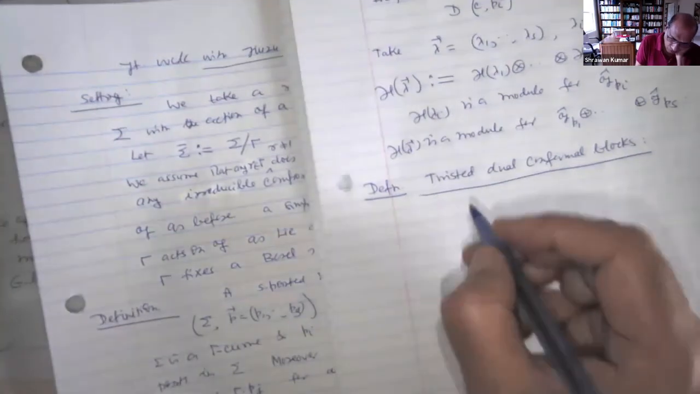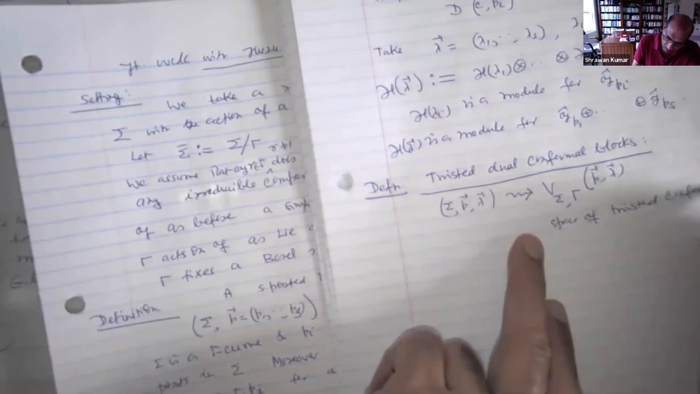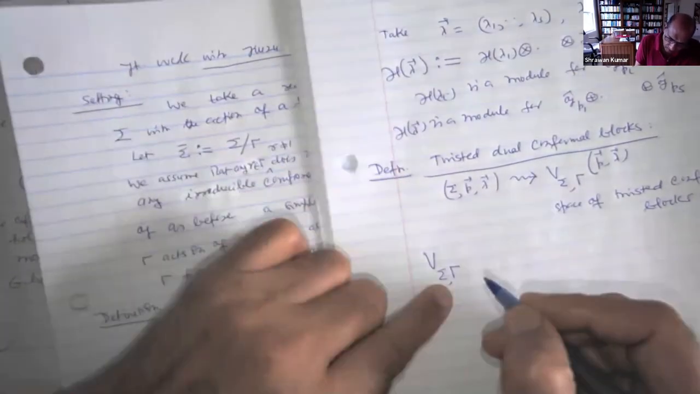So the twisted dual conformal blocks are again attached to sigma, P, and lambda. Let me denote it by V sigma, and there is the group gamma. And now I'm going to put here the space of twisted conformal blocks. And how is it defined? So gamma is the action on sigma.